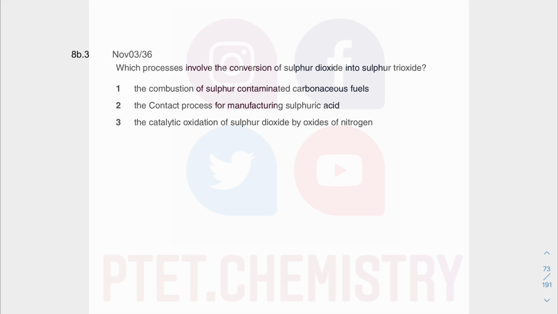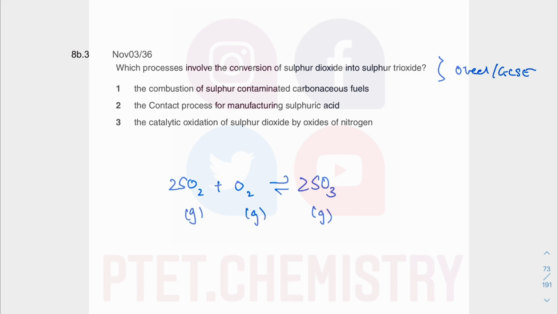This next question is your case study, even from your O-level or GCSE. I'm not sure if this is in GCSE, but sulfur chemistry is in O-level. So the only reversible step in the contact process is the SO2 going to SO3. That is gas, gas, and gas. Don't forget to balance the equation. All right.